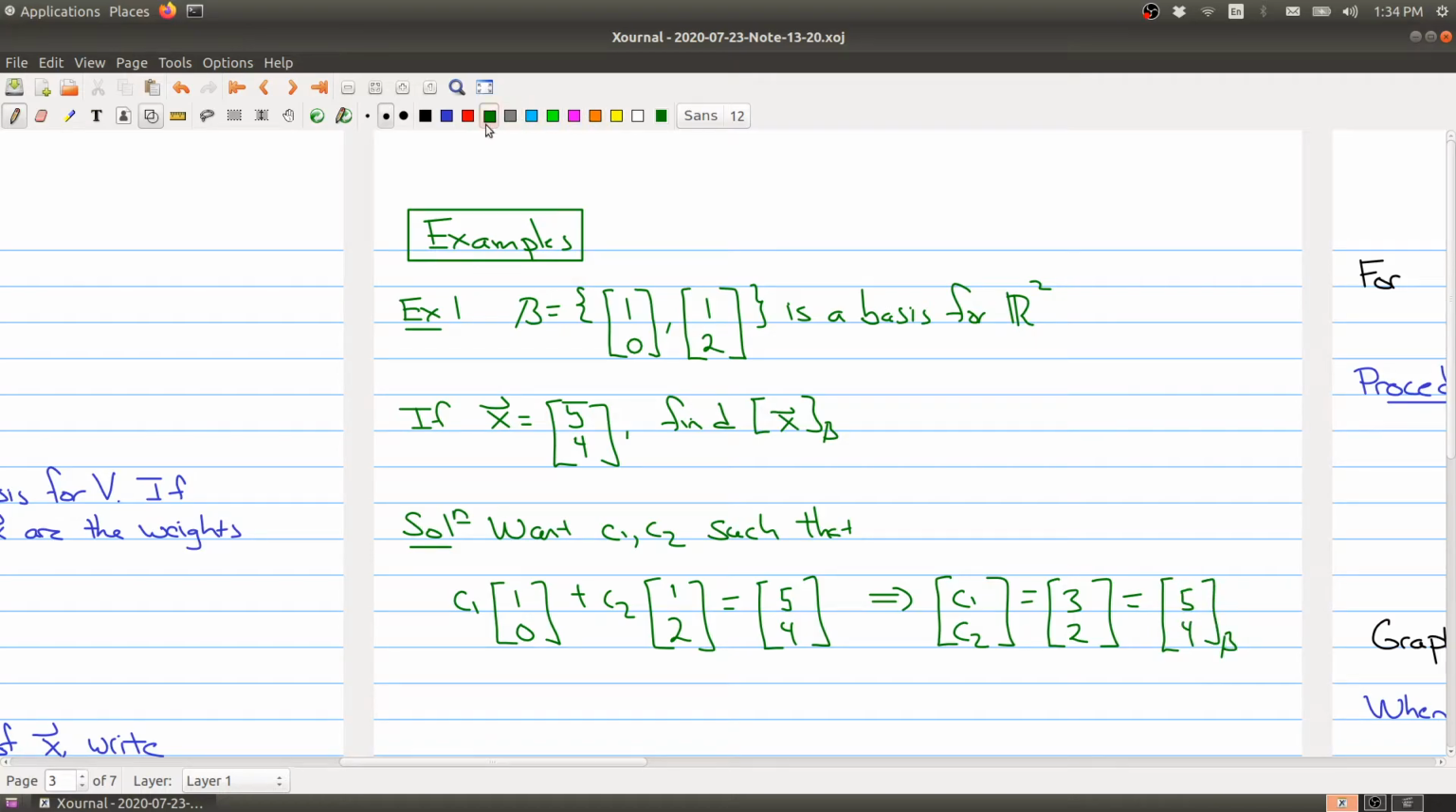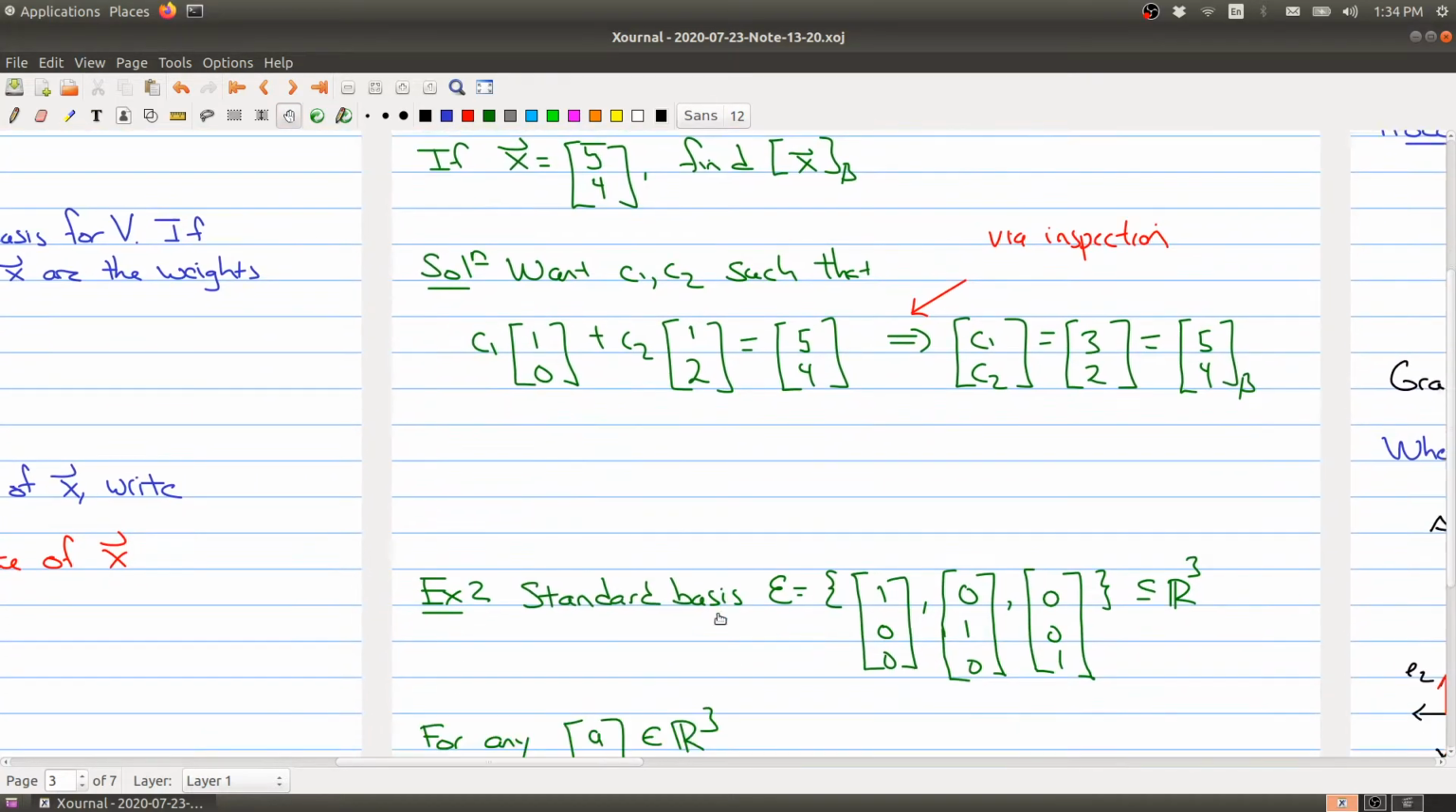Let me make a note that this is via inspection. We could have used more fancy techniques, but in this case, we can just look at it. Remember what this means here at the end: we're saying the vector (5, 4) with respect to the B coordinates is telling me to take 3 times the first basis element plus 2 times the second basis element.